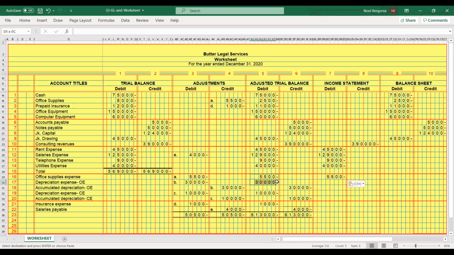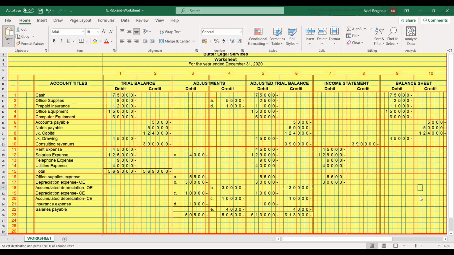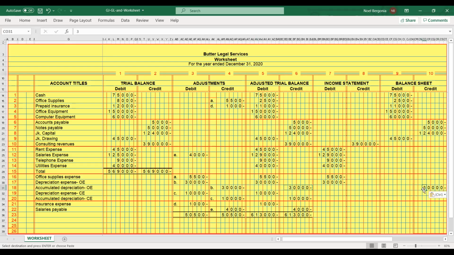Then depreciation expense, office equipment. So yeah, that's an expense ulit. So debit side ng income statement. Now, accumulated depreciation. So if you have remembered class, no, accumulated depreciation account is a contra asset account. So it means this will be a permanent account kaya mapupunta siya sa balance sheet, no, under credit side, which is its normal balance. Okay? So 30,000 yung accumulated depreciation, balance sheet.